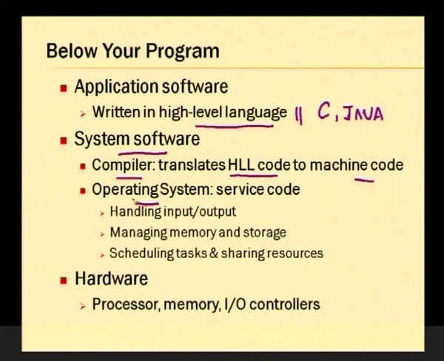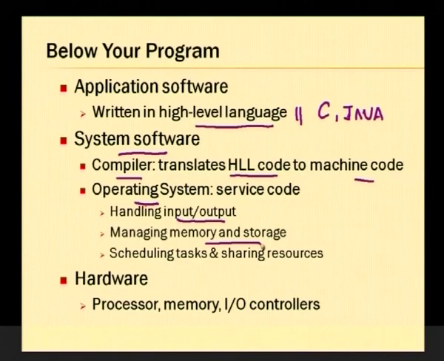And then similarly, we have another component called the operating system, which is basically providing certain services for you. What do we mean by services? We have different input output devices. Handling these input output devices, managing the memory and storage, all these things are typically handled by the operating system. In addition to that, of course, it will worry about how different tasks can be scheduled on this processor and how all these different resources are shared by the various programs that are running on your system. All these things are handled by the system software. Then below that we have the hardware, which consists of the processor, memory, I/O controllers and so on, on which your application program will eventually run.